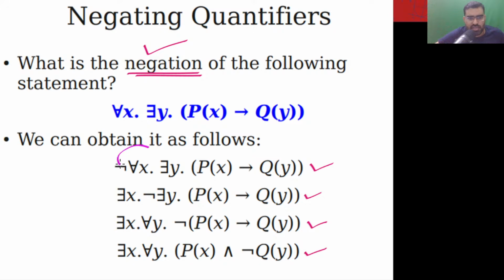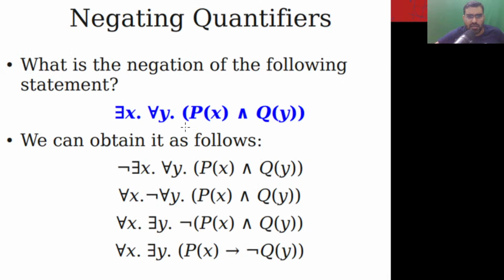Because this negation you can send here also. If you send it here, this universal will become existential. Everything else will remain the same. So like this you can do. Similarly, the negation of this will be this also, this also, this also, this also. So all are correct. You can check it out. You can apply the De Morgan formula and do it, because you know the De Morgan formula.